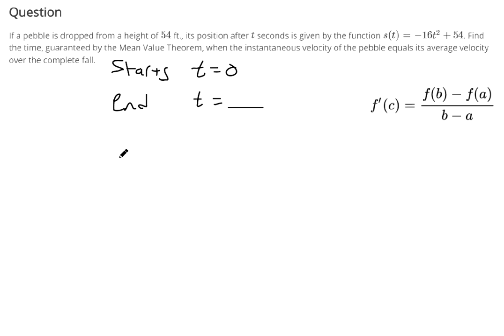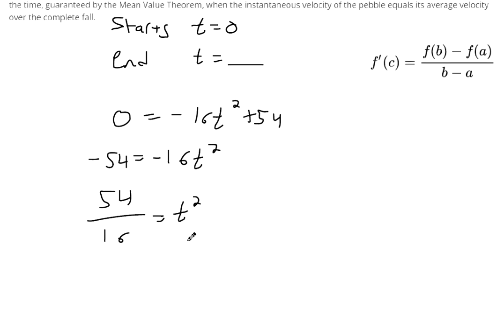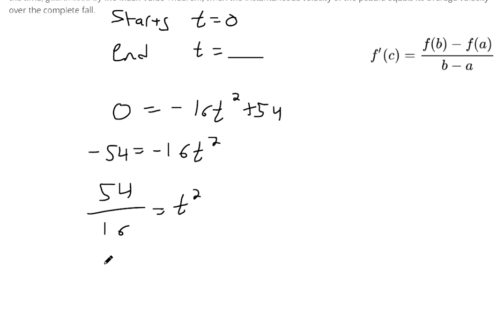To find out where it ends, we're looking for where the height is 0. So if you solve that equation, divide 16 from both sides, so the negatives cancel out. Divide the top and the bottom by 2, so that's 27 over 8. Then use a square root on both sides. So at t equals the square root of 27 over 8, this thing has reached the ground. So now we know our interval.